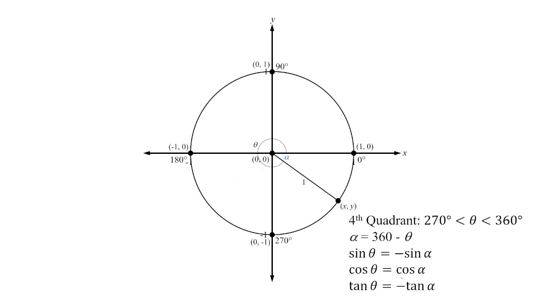Finally, if the angle is between 270 and 360, that means that the terminal side is in the fourth quadrant. That's where x is positive and y is negative. Therefore, sine is negative, cosine is positive, therefore tangent is negative. And to get the reference angle, you would subtract the angle from 360.